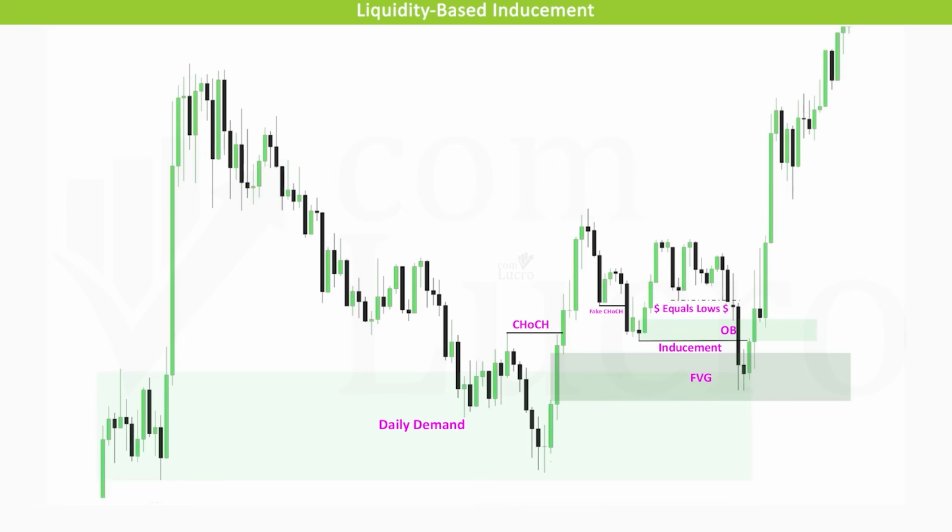Smart money uses this small order block to generate additional stop losses beneath it, increase available liquidity to fuel the real move, and encourage retail traders to enter early based on a false signal.